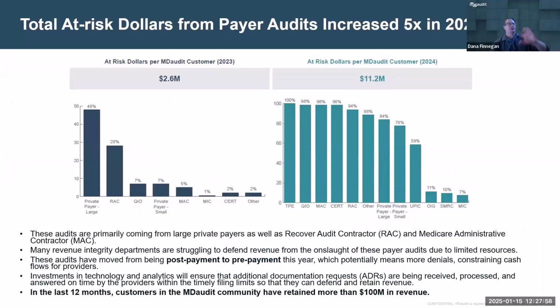The other thing I would mention here really quickly is, aside from denials, we've seen a huge spike in payer audits, 5 times year over year. Overall payer audit dollars in 2023 were 2.6 million that was at risk of clawback. In 2024, that went to 11.2 million. And again, we talked about this. No matter how good you are with denials, no matter how good you are with billing compliantly, you will get these payer audit letters. Do you have the revenue integrity functions in order to process them immediately, the technology to immediately communicate with that payer so you're fighting that good fight? If not, you're being put behind the 8 ball and you're going to lose a lot of hard-earned revenue. In the last 12 months, our customers in the MDaudit community retained more than $100 million in at-risk revenue because they had the technology at their fingertips to immediately fight the fight when they got those ADR letters.